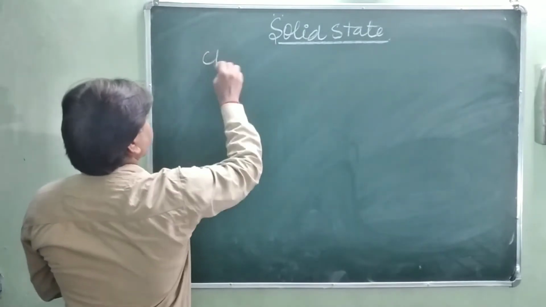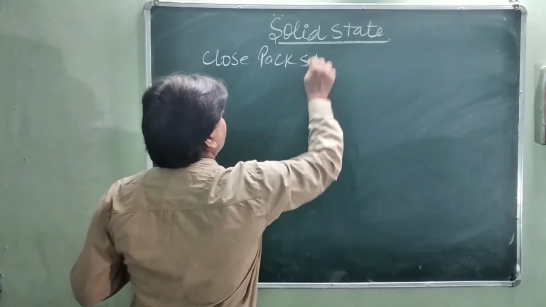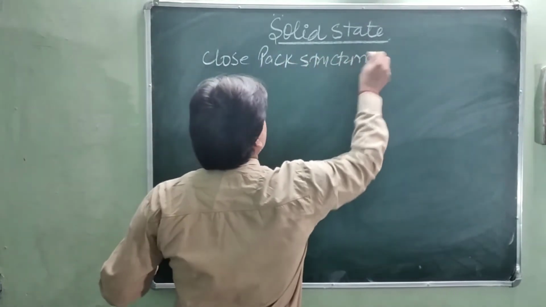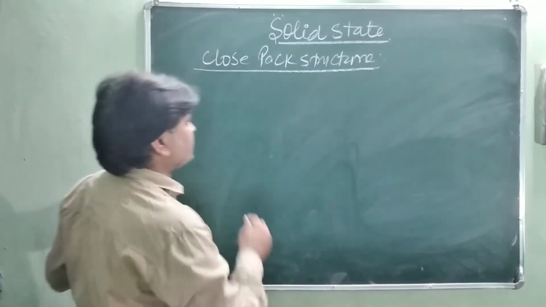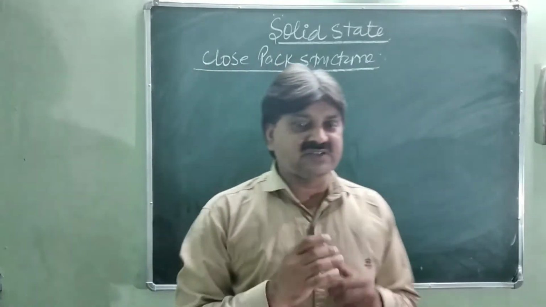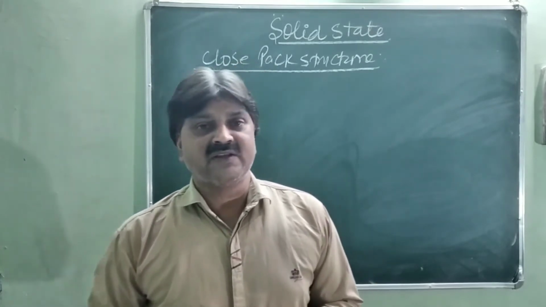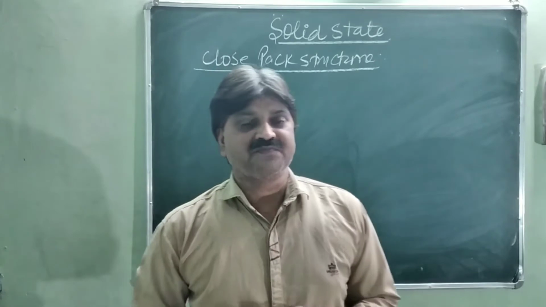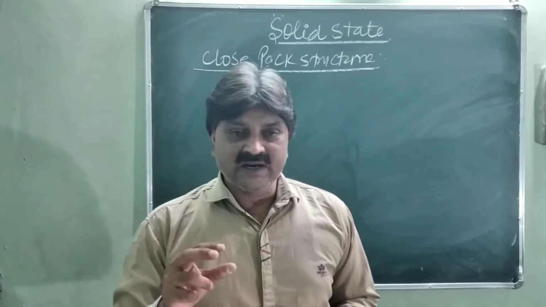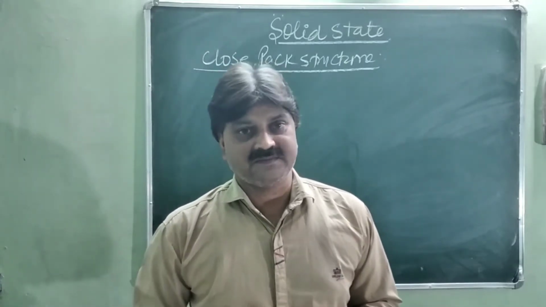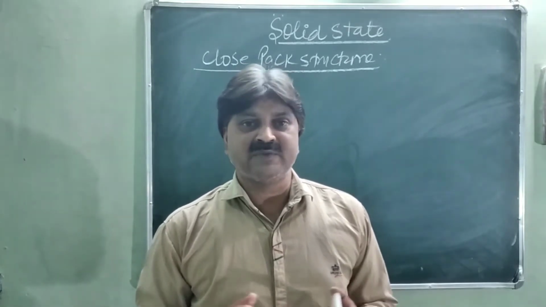Close pack structure. First, close pack structure in 1 dimension. How are atoms arranged in the crystal in the solid state? There are 3 ways of arranging atoms in the solid: 1 dimensional arrangement, 2 dimensional arrangement, as well as 3 dimensional arrangement. The real structure of a true solid is 3 dimensional. One by one we will discuss the placement of the sphere or atom in the solid.